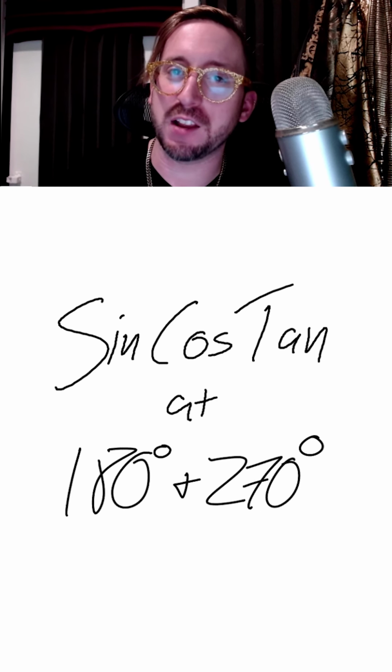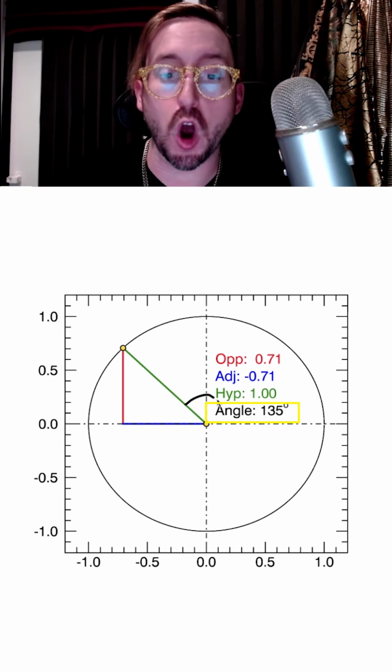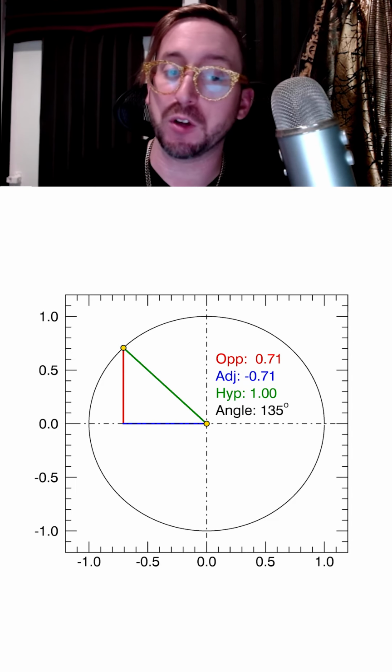Here's how to calculate the sine, cosine, and tangent for 180 degrees and 270 degrees. So here we have our standard unit circle. Now we're looking for angles that are over 90 degrees. We're still going to draw a right triangle, except there are two things you need to look out for.